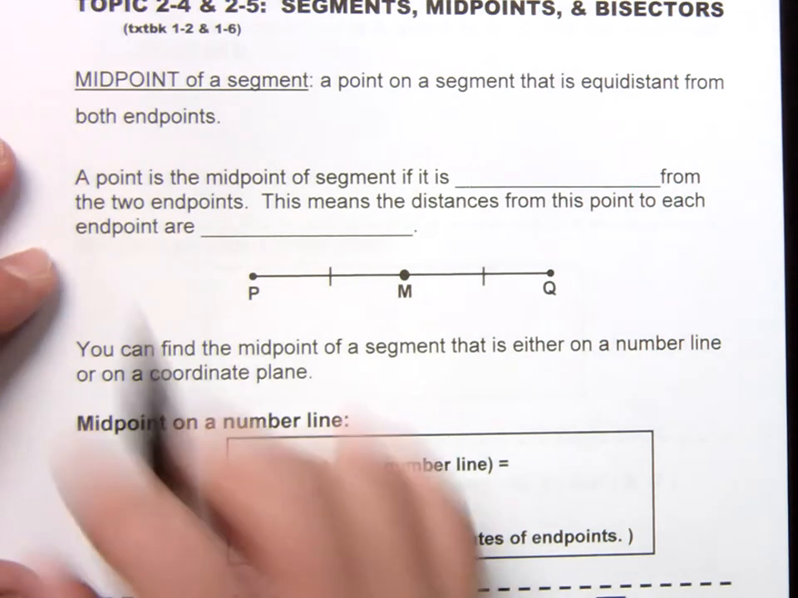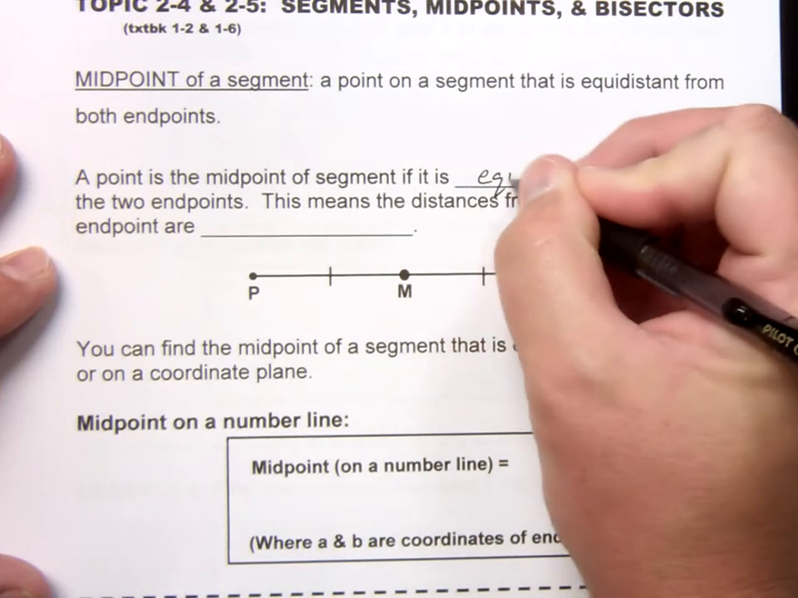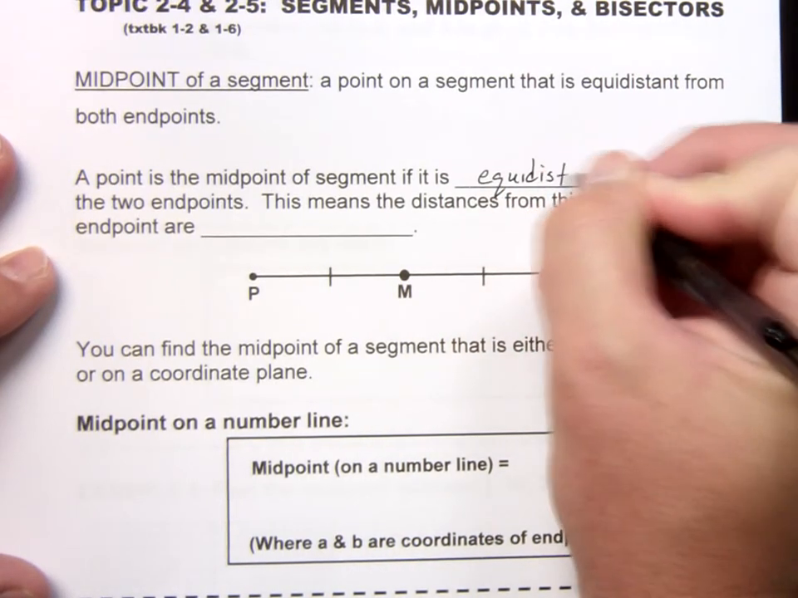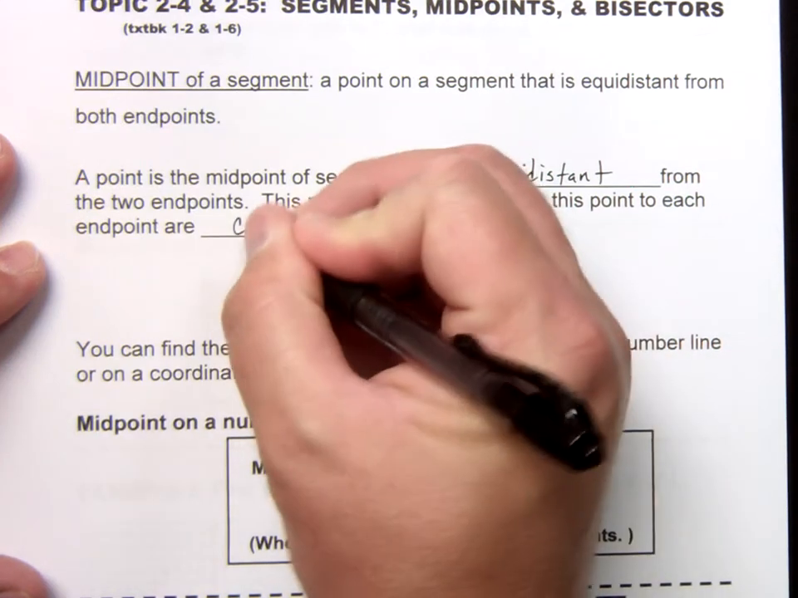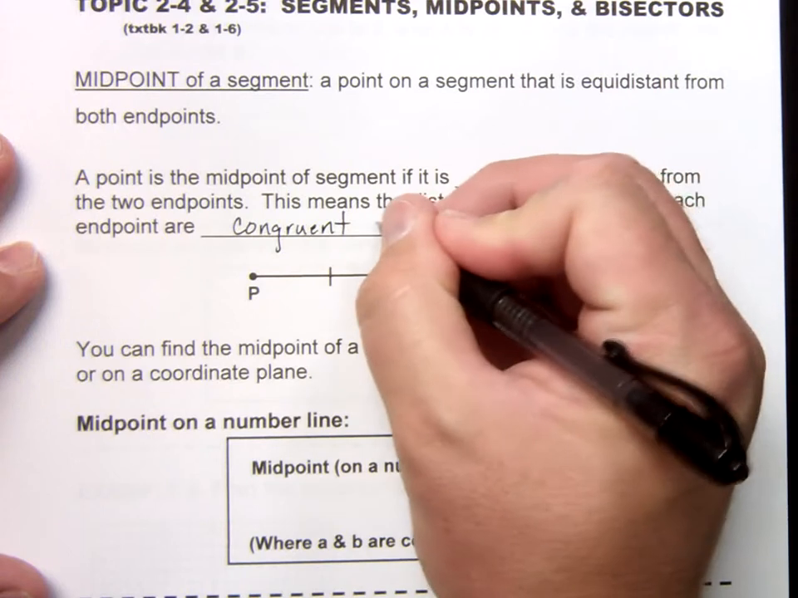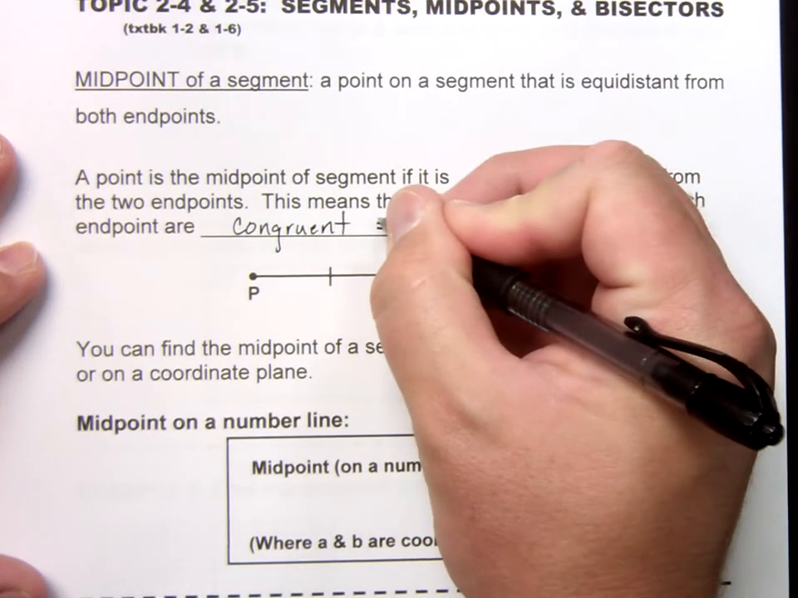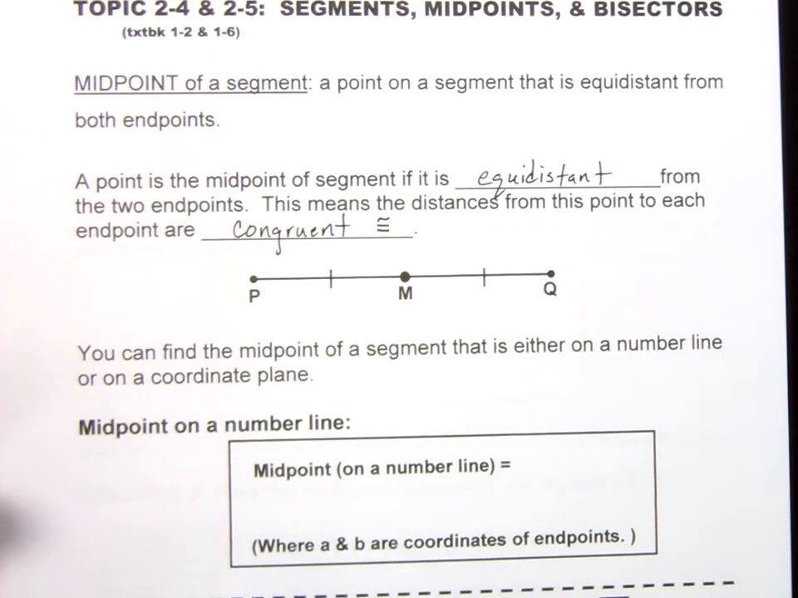If we fill in the blanks here, it says a point is the midpoint of a segment if it is equidistant from the two endpoints. This means the distances from this point to each endpoint are congruent. And the symbol for congruent looks like an equal sign with a little squiggle over the top. That is your congruent symbol.